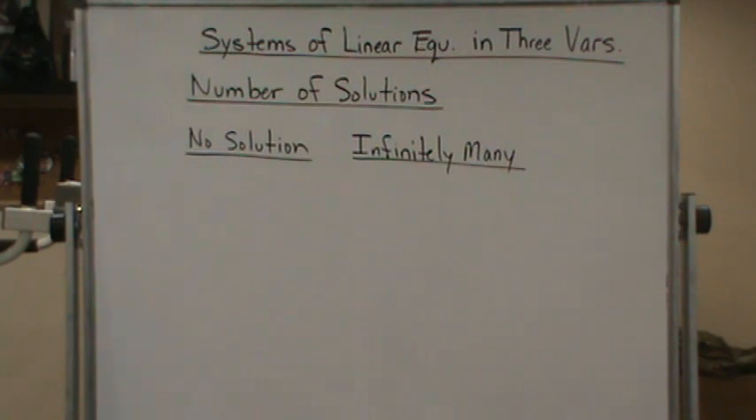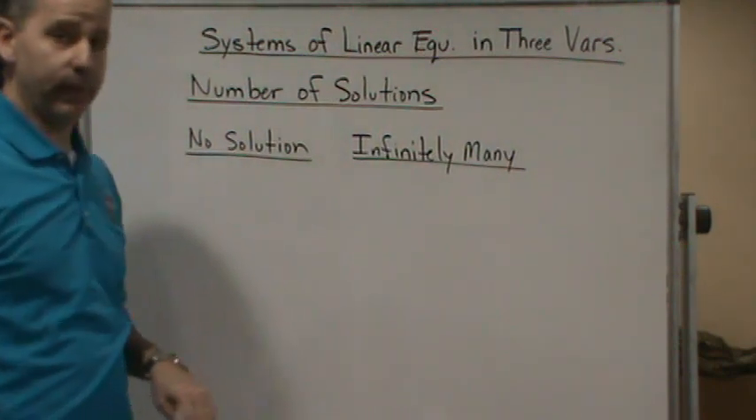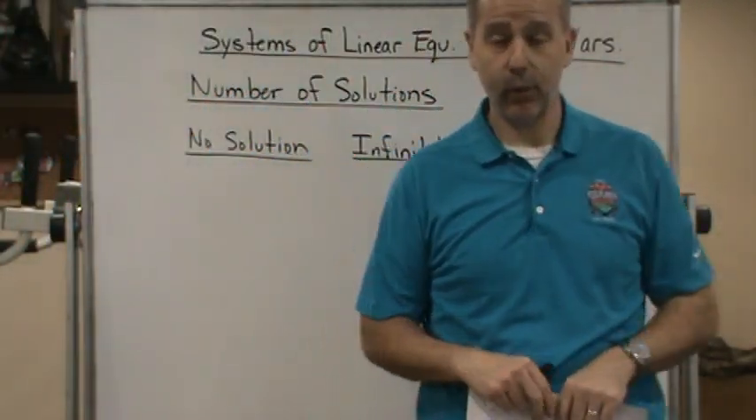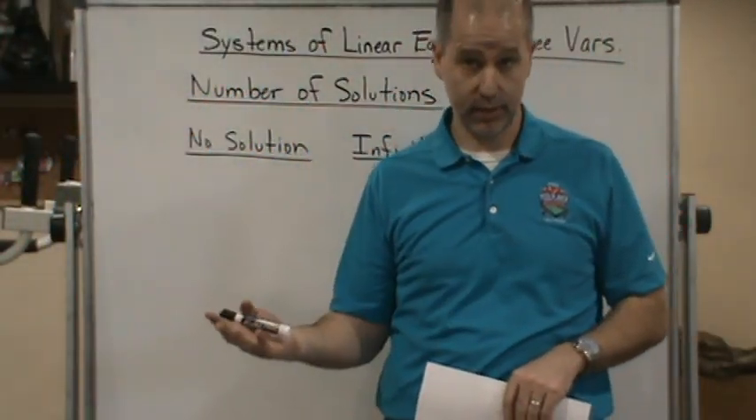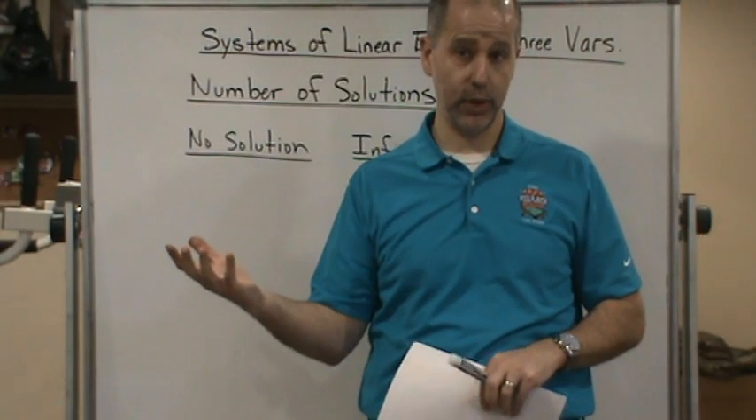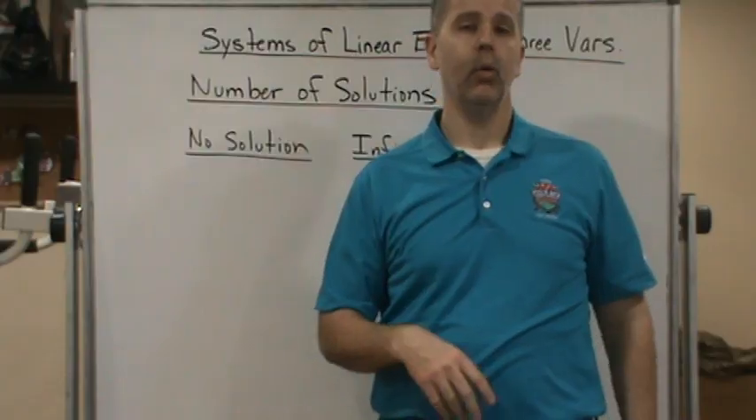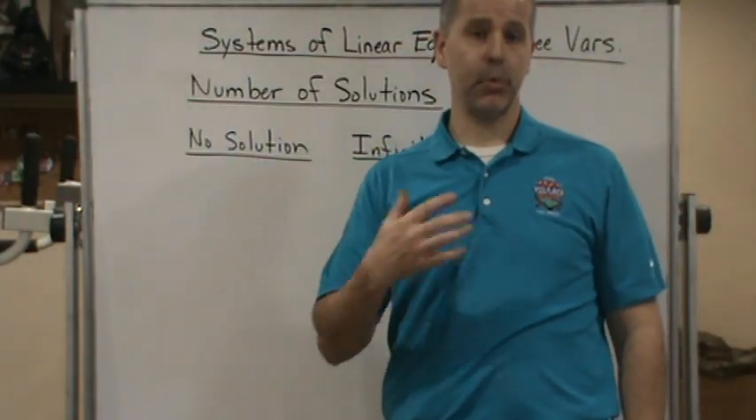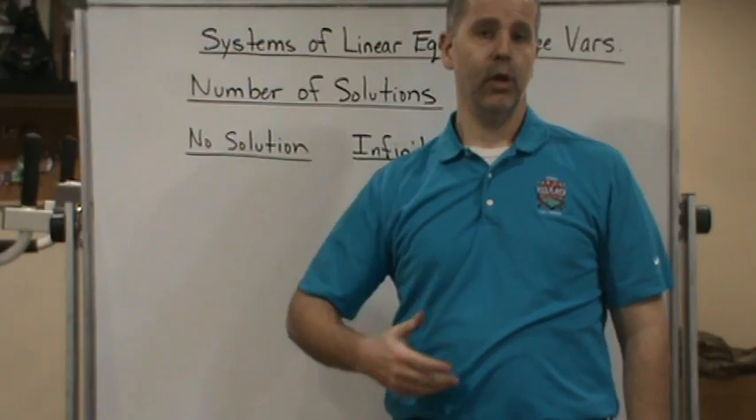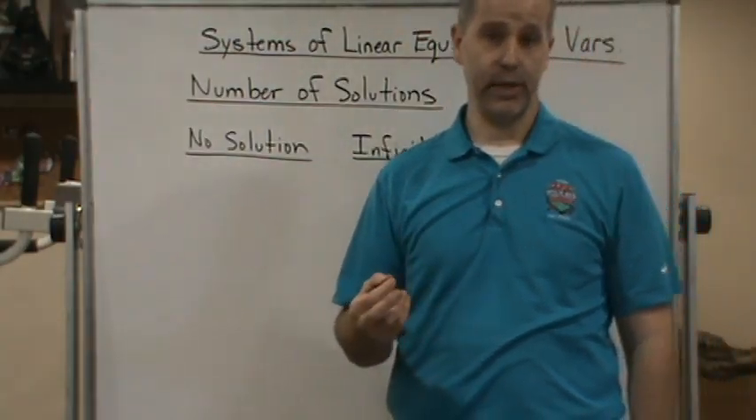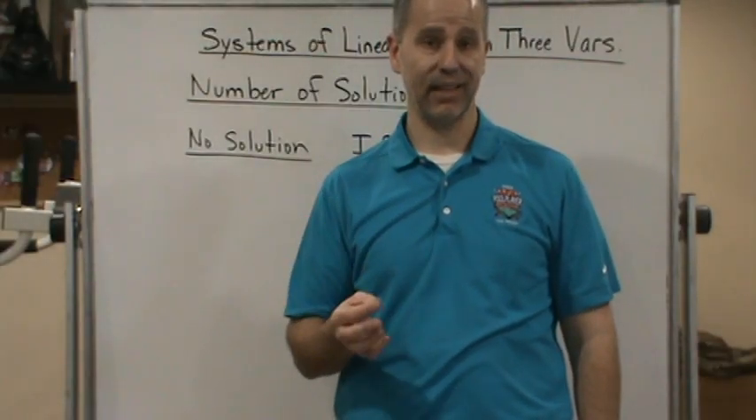All right, welcome back. So now what we're going to do is talk about the number of solutions. If you remember back when we were doing systems of two equations with two unknowns, we were talking about how those are graphically represented by lines, right? So we're talking about lines that either intersect or they don't intersect, right? And we were talking about intersecting lines, right?